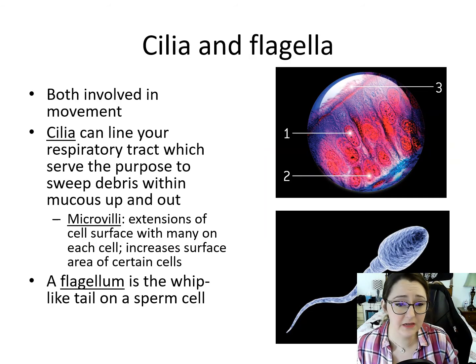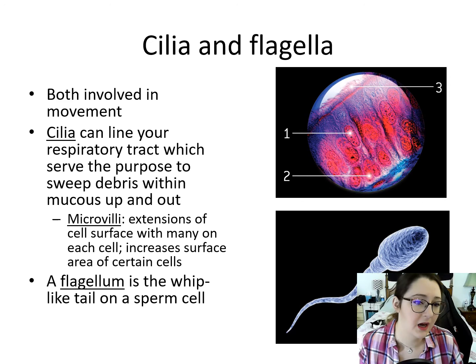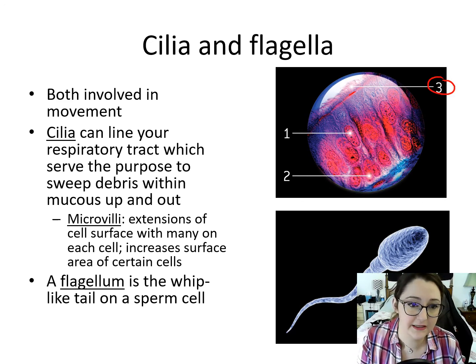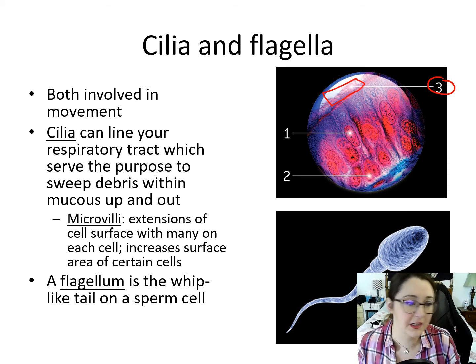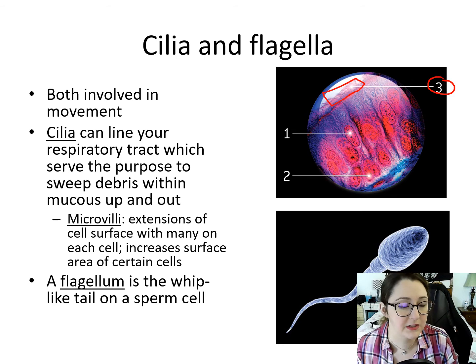So on to cilia and flagella. Up here in the top picture, where it has the number 3, this is cilia. So these little hair-like structures. They can line your respiratory tract, which serve the purpose to sweep debris within mucus up and out.